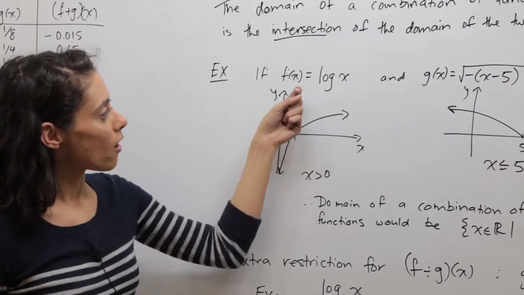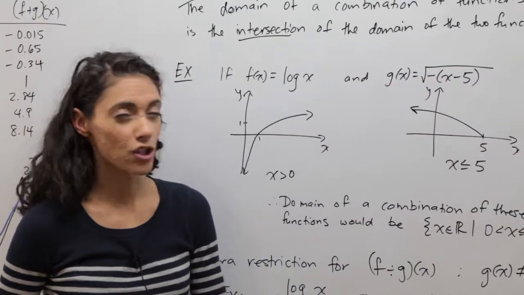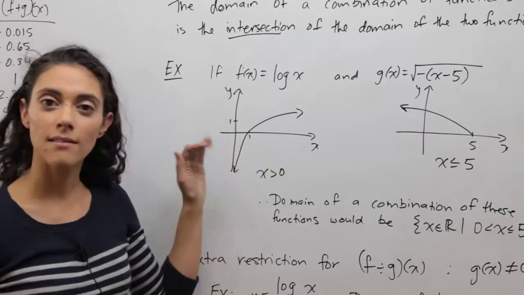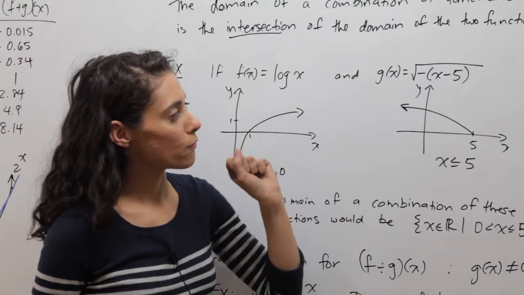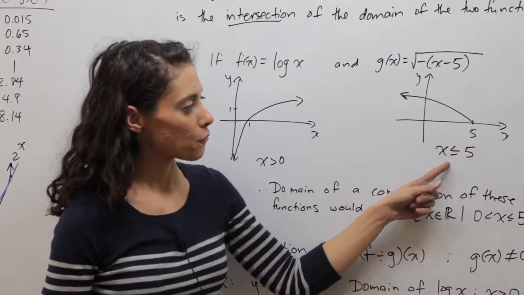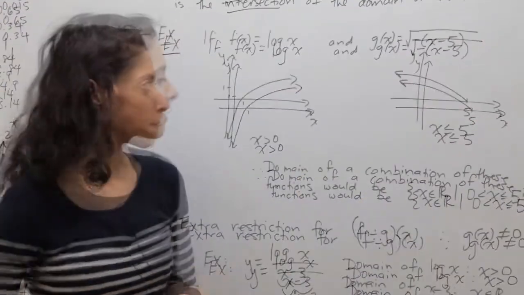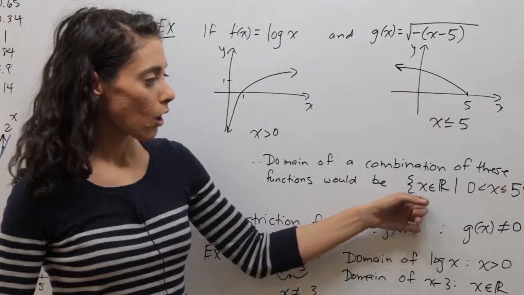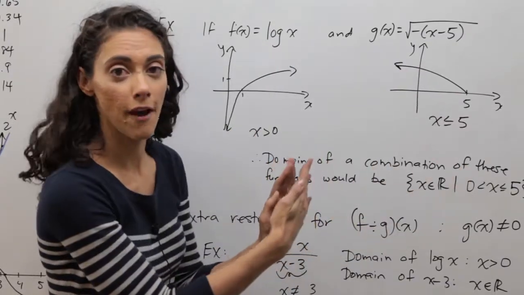An example here, I've drawn the graph of log of x and this radical function, this square root function here. Remember that the domain of log of x is x greater than 0. It always stays positive. And this is your square root function reflected and shifted 5 to the right, so that the domain of this graph is x must be less than or equal to 5. If I combine these two functions, their domain would be all real numbers such that x is greater than 0, but less than or equal to 5.